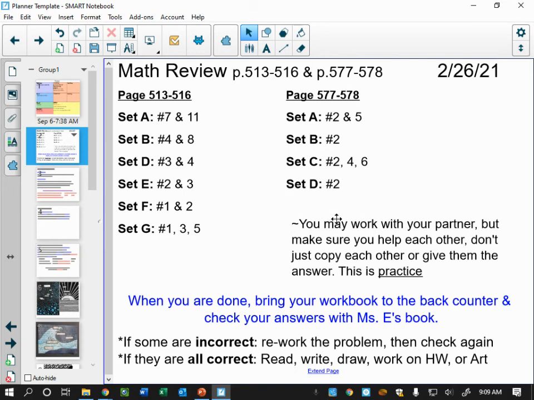You may work with your partner during this, but you need to make sure you help each other and don't just copy each other or give them the answer. This is supposed to be practice so we shouldn't just be giving answers. Does everyone see the note in blue?